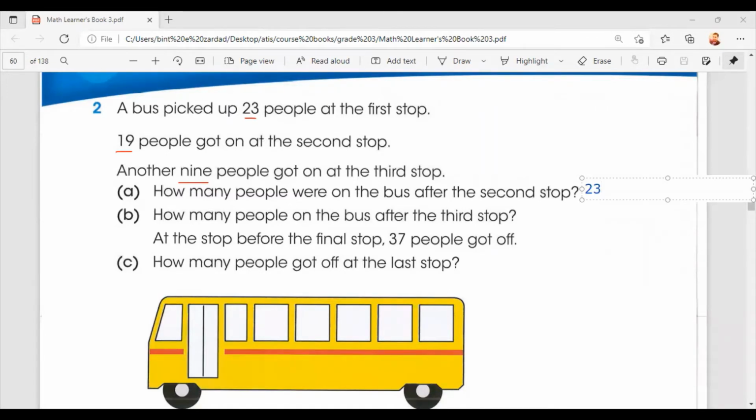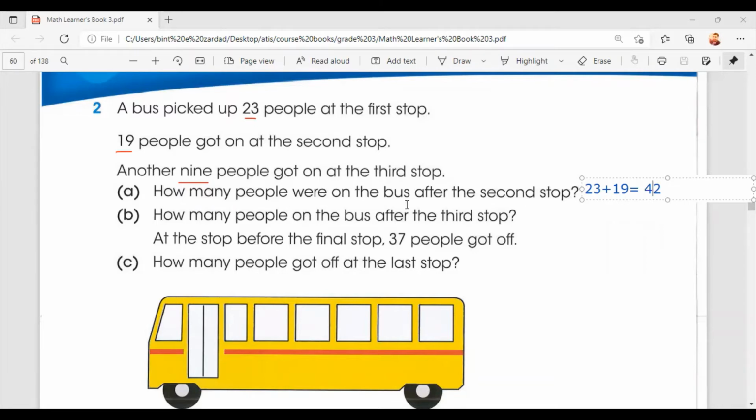3 plus 19 equals 9 plus 3. Ones with ones: 9 plus 3 equals 12. Write 2, carry 1. So 1 plus 1 is 2, carry 1, 1 plus 1 is 2, 2 plus 2 is 4. The answer is 42.